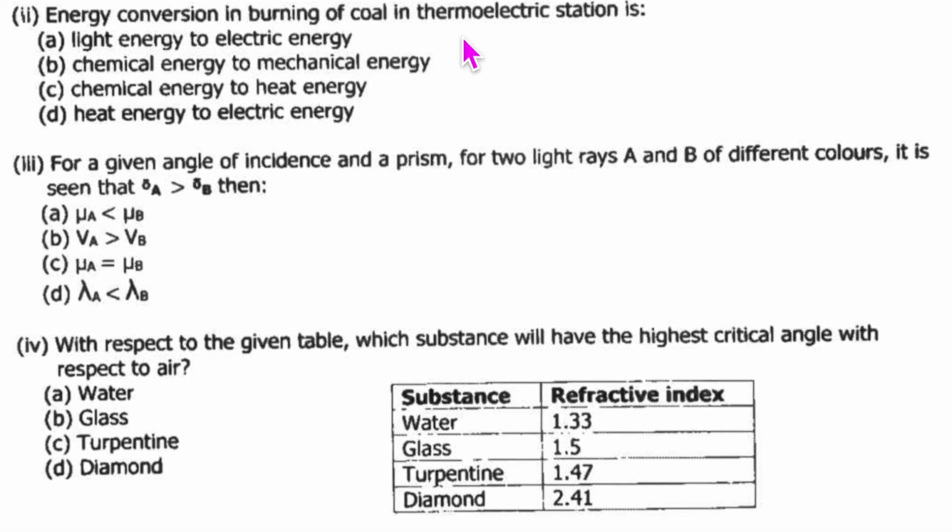Energy conversion, burning coal in a thermoelectric station. Thermoelectric station means heat into electricity, correct? Write it down. Then, Ma'am, why won't it be chemical energy? Because burning coal, right? Thermoelectric. It should be into electric energy, no?